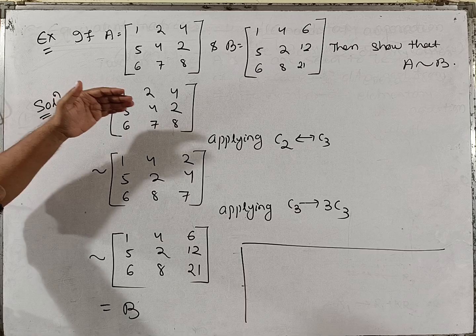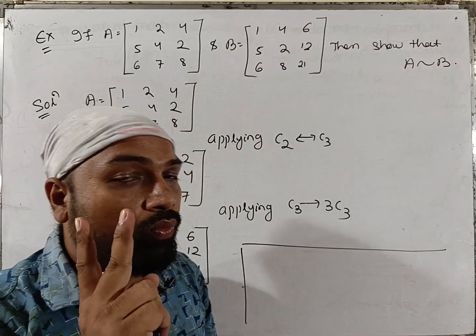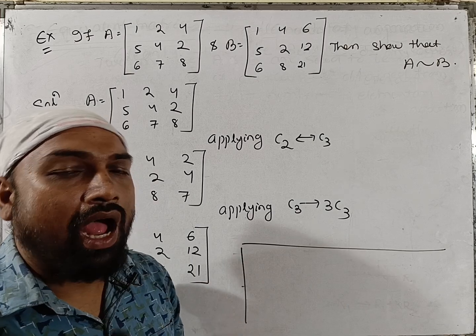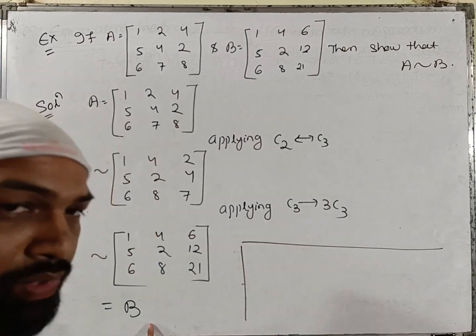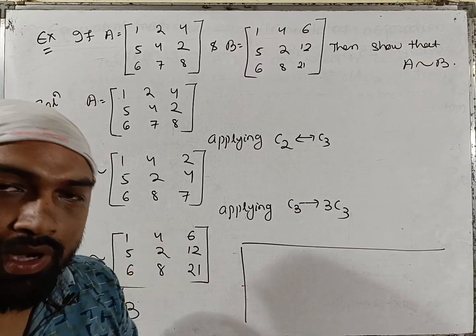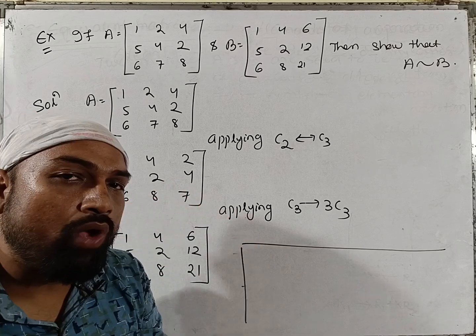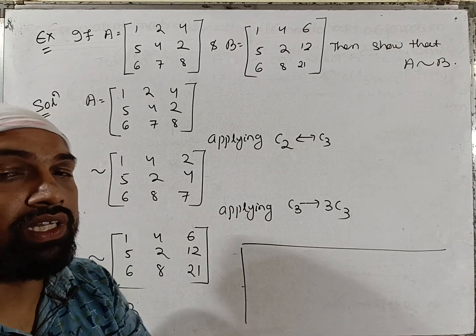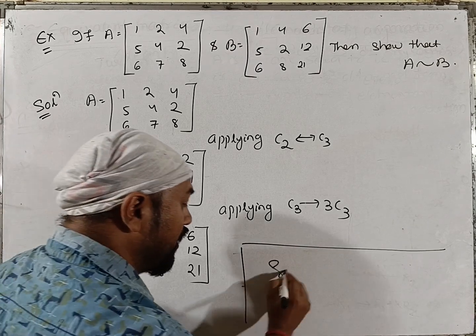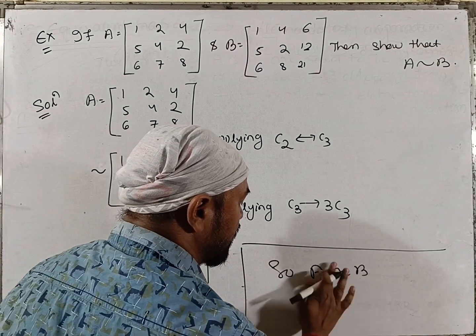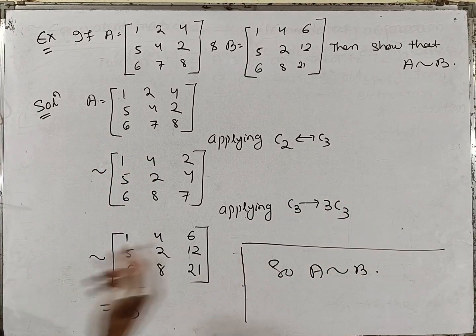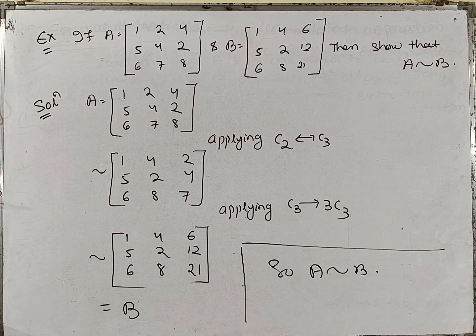So we have applied two elementary transformation methods on the matrix A and we get the matrix B. After a finite number of steps, or after two elementary transformations, we get the matrix B from the matrix A. So A and B are equivalent matrices, and here is the proof.